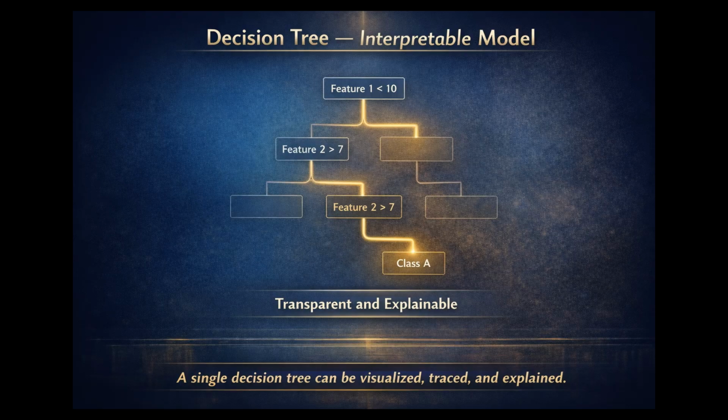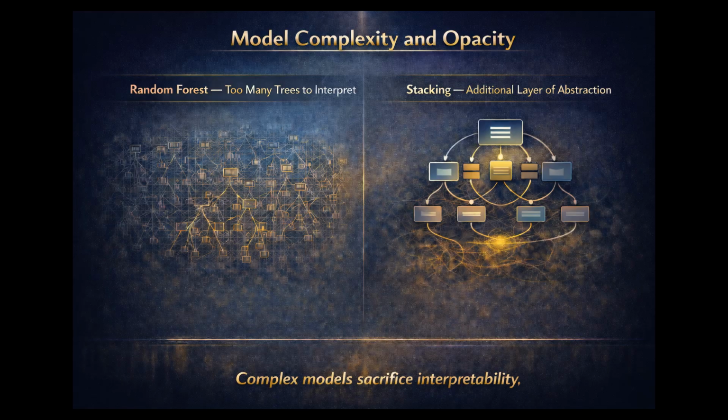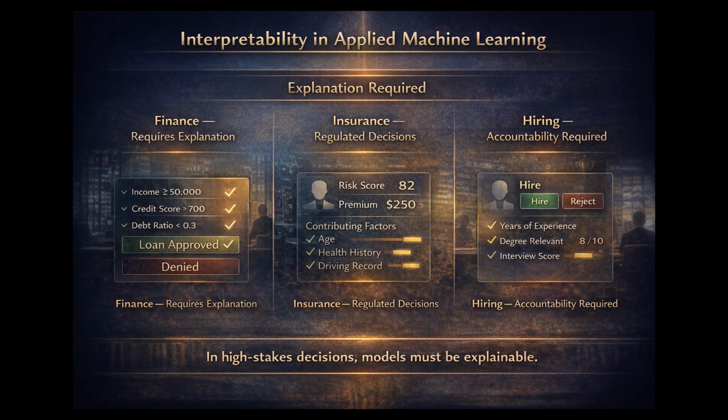As you move from decision trees to forests to stacking ensembles, performance generally improves. So does opacity. A single decision tree can be visualized, traced, and explained. A random forest with hundreds of trees cannot be meaningfully interpreted by a human. A stacking ensemble adds another layer of abstraction on top. In some industries, that trade-off matters. If a model is used to approve loans, set insurance rates, or make hiring decisions, stakeholders may have a legal right to an explanation for the decision.